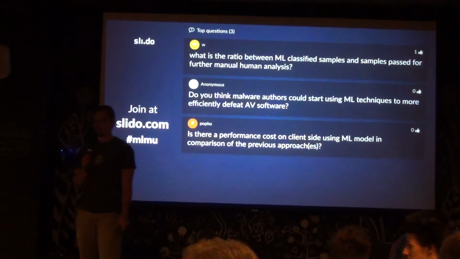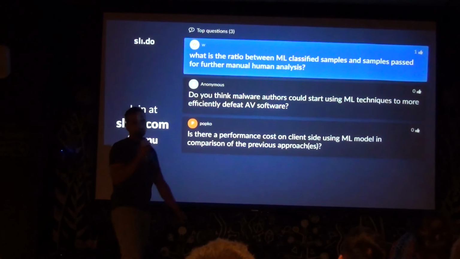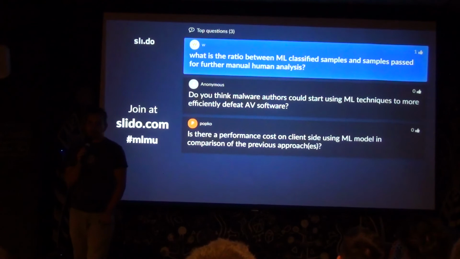What is the ratio between ML classified samples and samples passed for the malware analysis? I don't know right now, because it's not my department who is doing this manual analysis. So no idea.